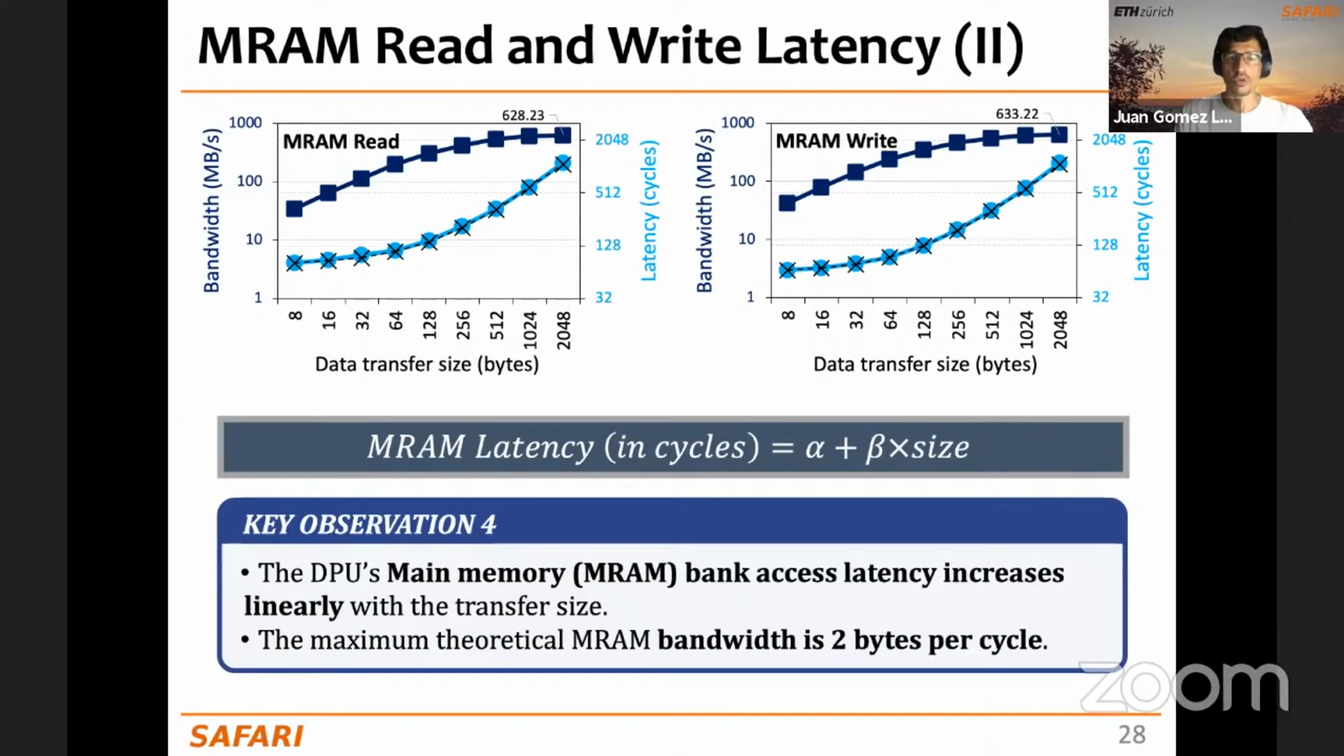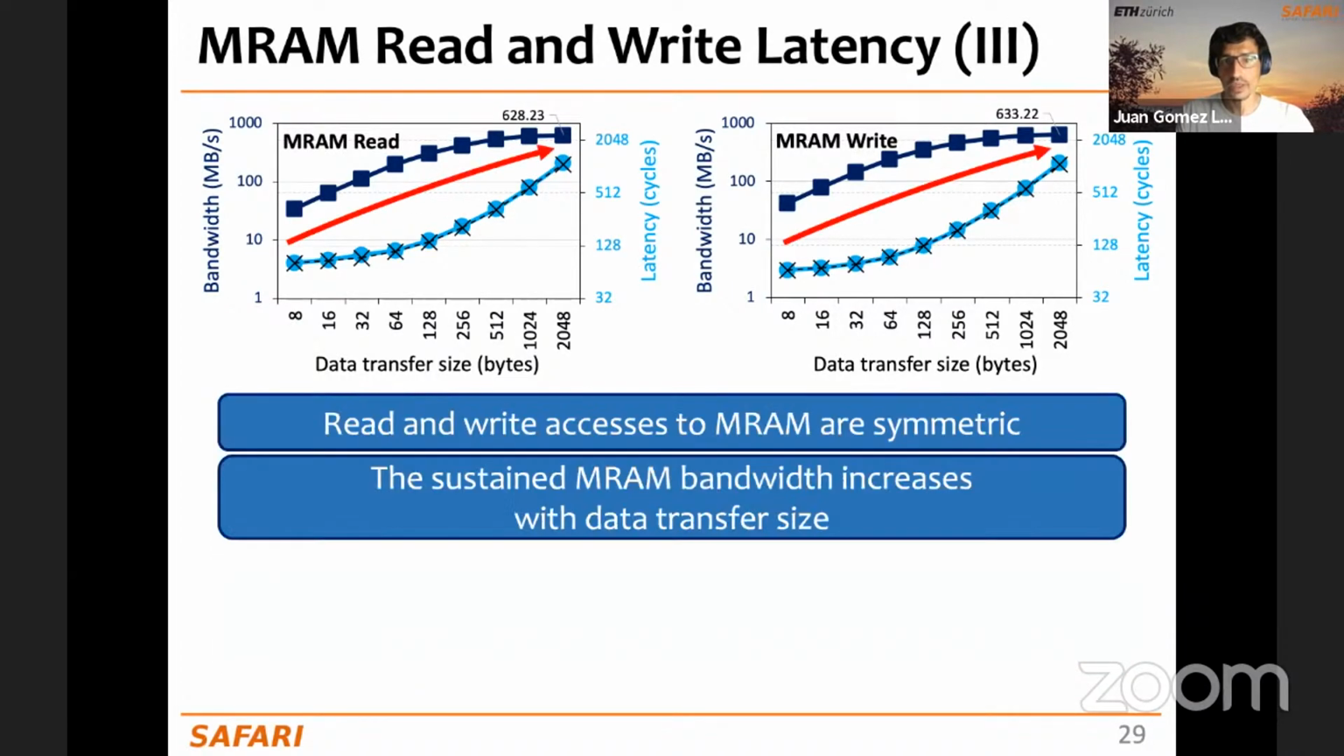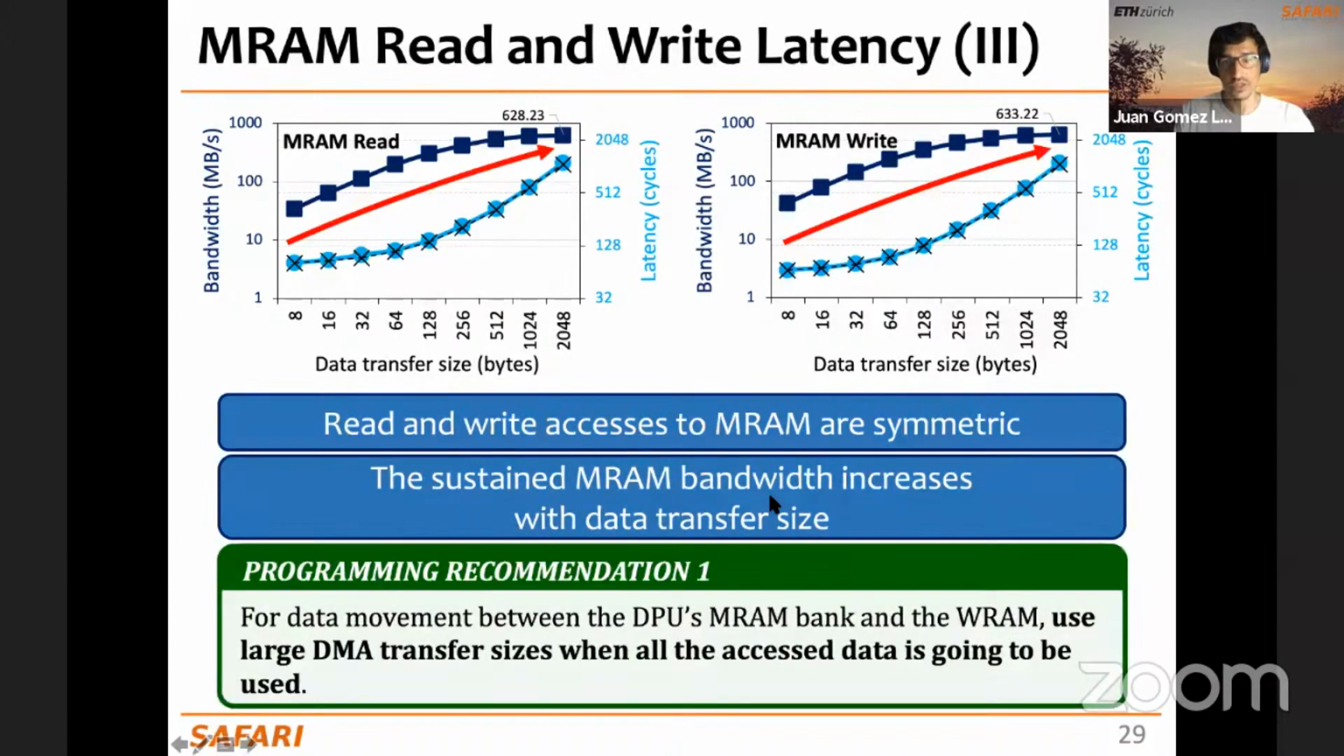Okay, so the key observation is that the MRAM bank access latency increases linearly with the transfer size. It's what we see with this simple model, and the maximum theoretical MRAM bandwidth is 2 bytes per cycle. Another observation is that read and write accesses to MRAM are symmetric. What this means is that these two plots look very, very similar, right? And the sustained MRAM bandwidth increases with the data transfer size.